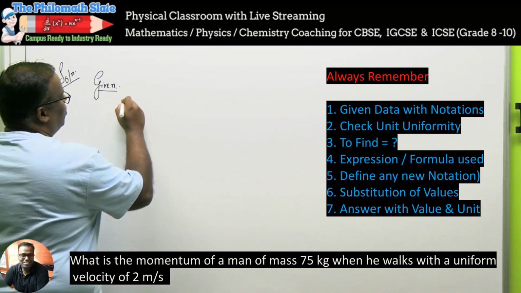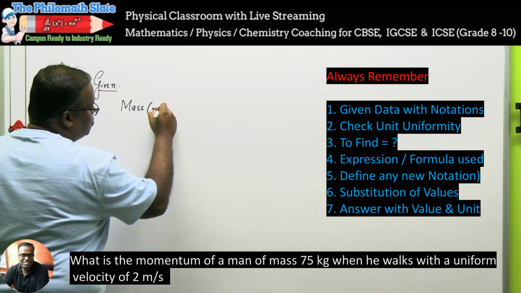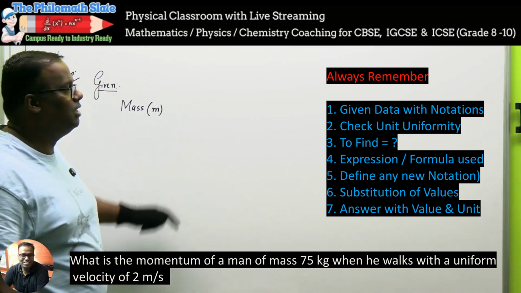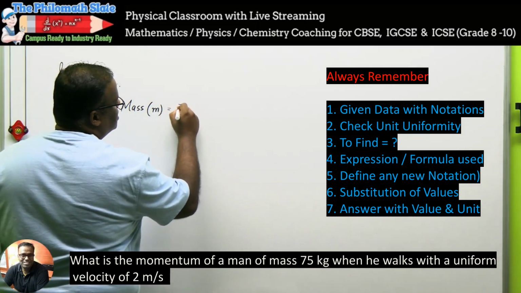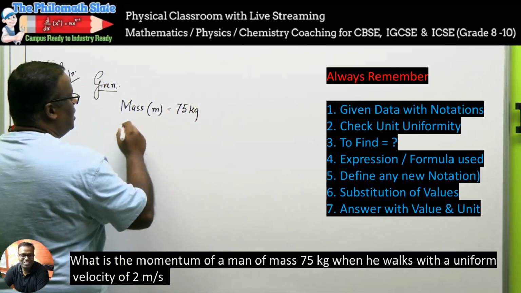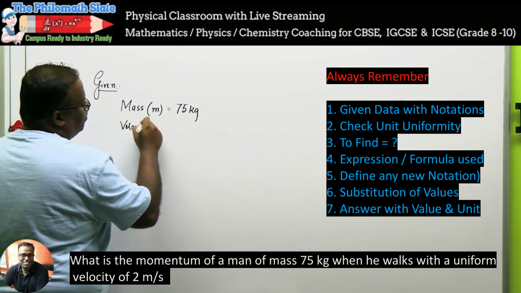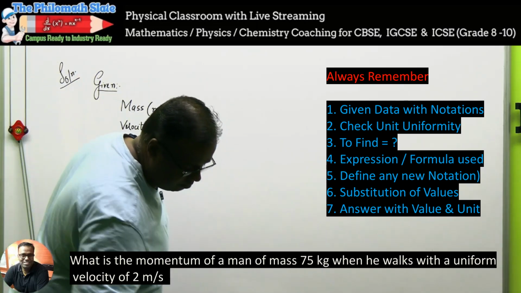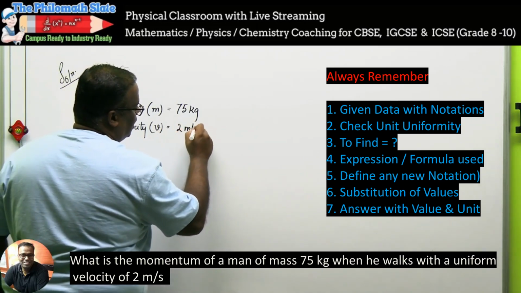So given data. First we'll say what is given to us. We would write mass, and with mass we put the small m, so that henceforth when we are using the small letter m, nobody has an ambiguity what m is all about. So the mass is 75 kg. Then what you are given is the velocity, and we represent it with the letter v. The velocity is given to me as 2 meters per second, right?